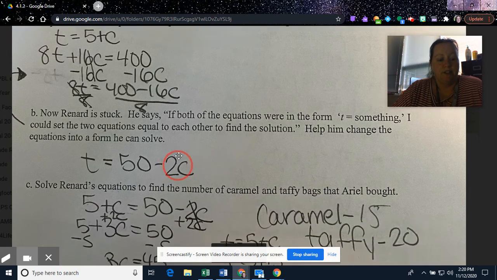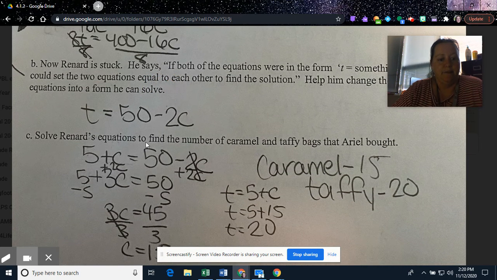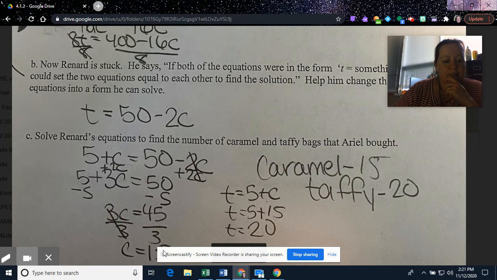So now you have two equations. You have t equals 5 plus c, and t equals 50 minus 2c. So now that you have each of those equaling to t, t is the same thing. That means you can put those two equations together. So 5 plus c, this is t, this one's also t. So you can set those two equal to each other. You'll add 2c to both sides, and then you get 5 plus 3c equals 50. Subtract 5 from both sides, and you get 3c equals 45. And then when you divide, you get c equals 15.